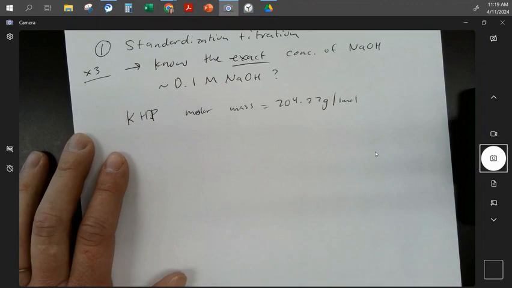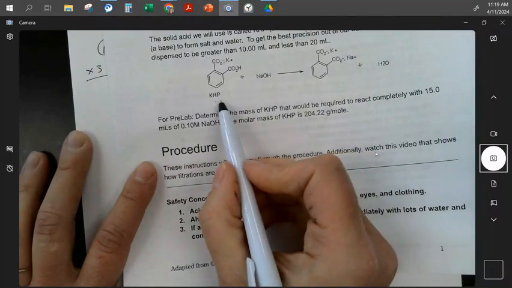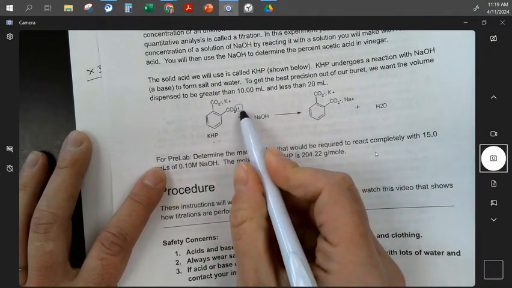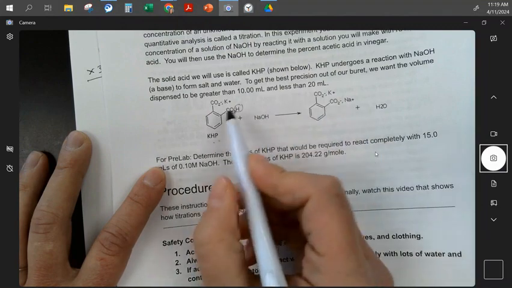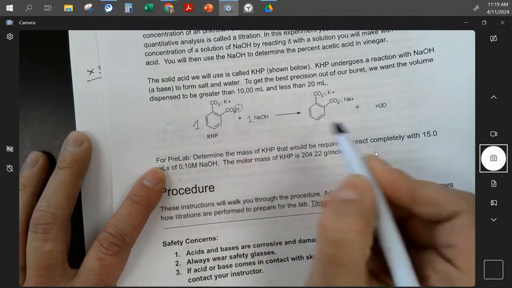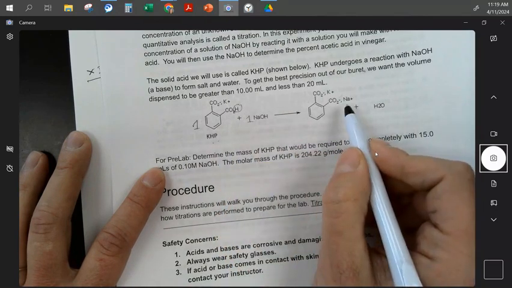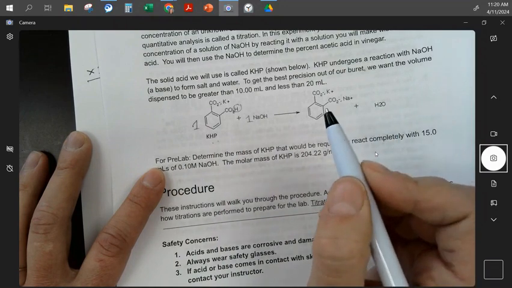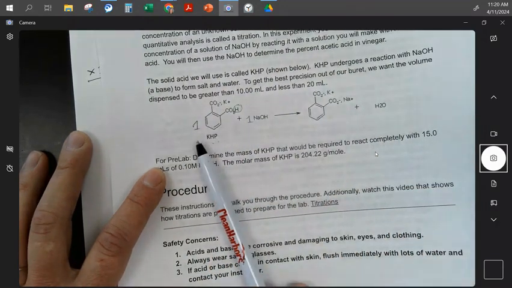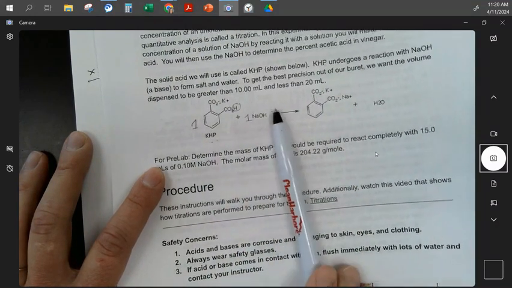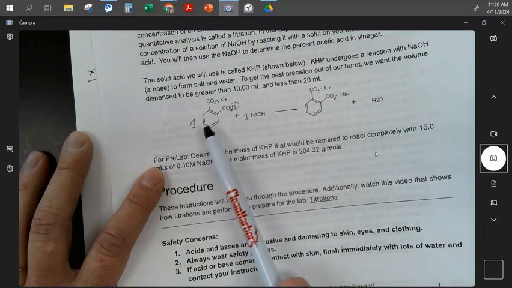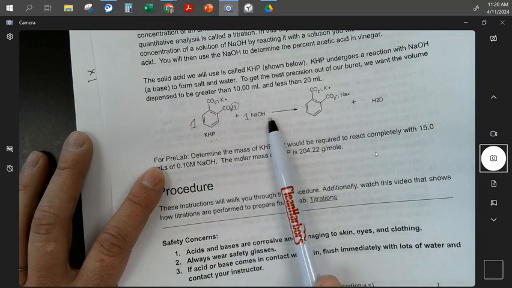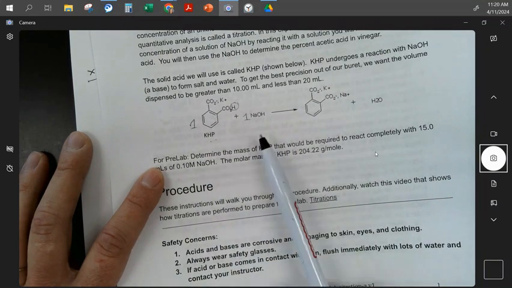The reason why we use KHP is if we look at this chemical formula, we can look right here. We have this hydrogen, and this hydrogen reacts with sodium hydroxide in a 1-to-1 molar ratio, to give us something that's neutral. So that is the key to a titration. We need to know exactly how many KHPs we have, and then we'll use some sodium hydroxide. Knowing exactly the amount of KHP we use will tell us exactly how much sodium hydroxide we use, and that way we can figure out the exact concentration of the sodium hydroxide.